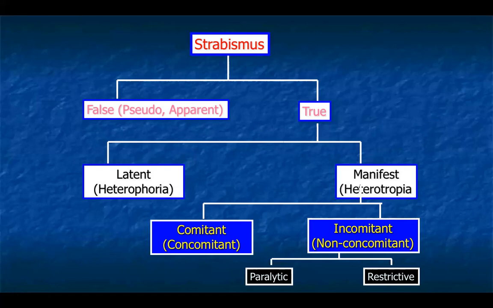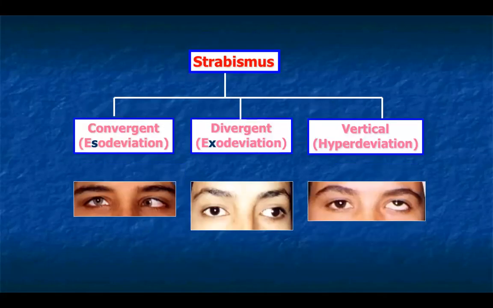And manifest strabismus could be comitant or concomitant, or incomitant or non-concomitant. Incomitant strabismus could be paralytic or restrictive. Strabismus could be also convergent or esodeviation, divergent or exodeviation, or vertical or hyperdeviation.